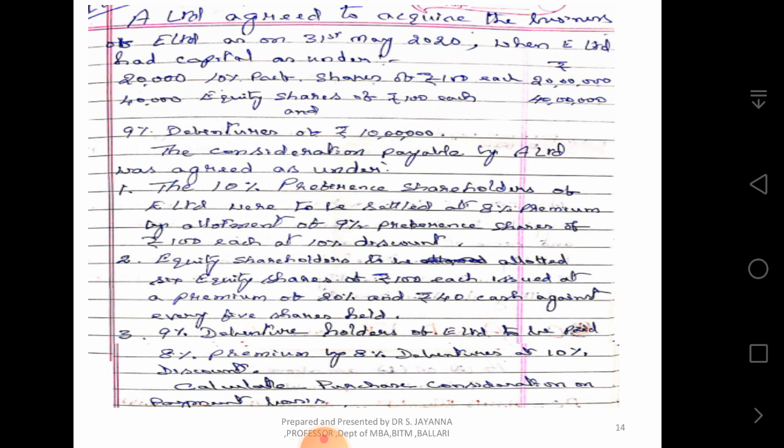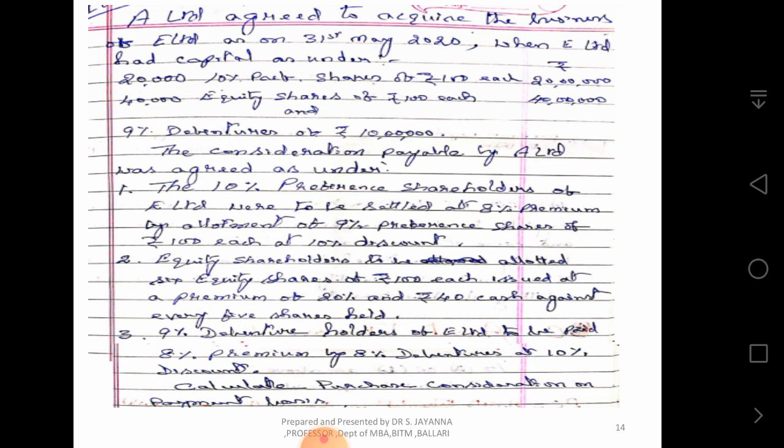The consideration payable by A Limited was agreed as under. So, E Limited had 20 lakh rupees worth of preference shares, 40 lakh rupees worth of equity shares and 10 lakh rupees worth of debentures. Now, A Limited has agreed to pay the following. The 10% preference shareholders of E Limited were to be settled at 8% premium by allotment of 9% preference shares of 100 rupees each at a discount of 10%.